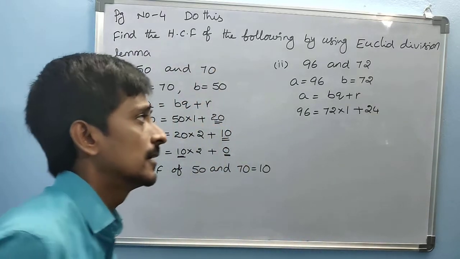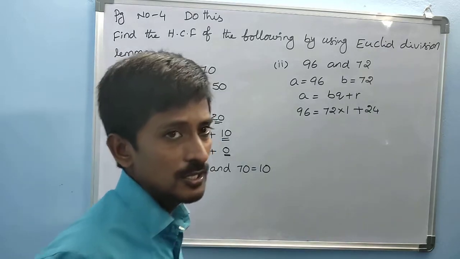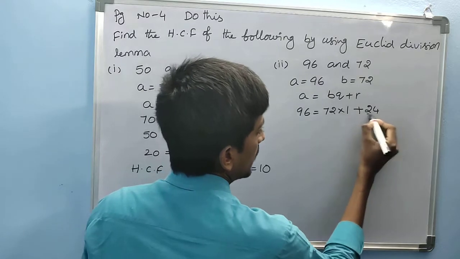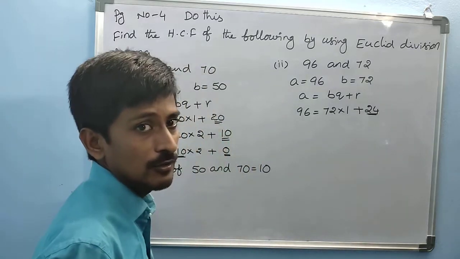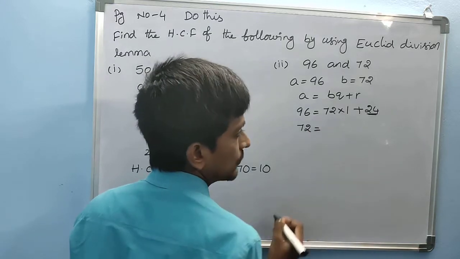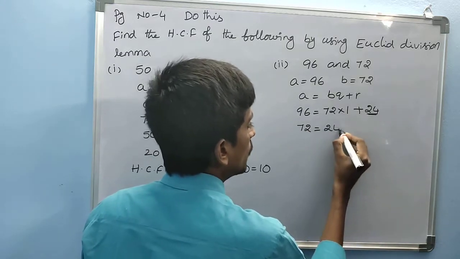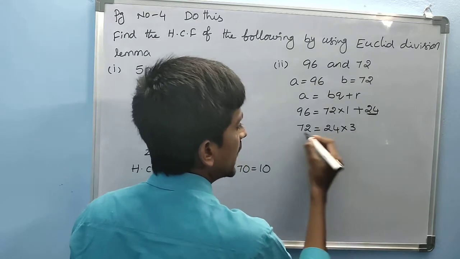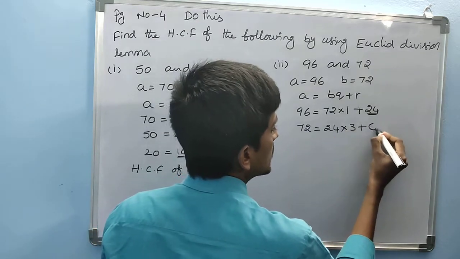72 plus 24 equals 96. So here R is not equal to 0. Now 72 equals 24 into how many times? 3 times. 24 threes are 72, plus 0.